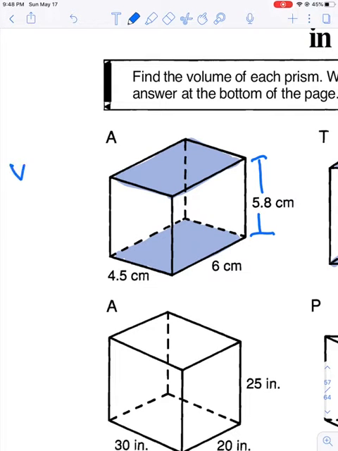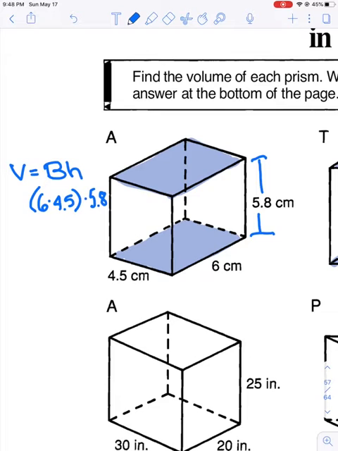So for this very first one, we know the volume equals the area of the base times the height of the prism. What two numbers would you use for the area of the base? Think about that. It would be 6 and 4.5. If I do 6 times 4.5, I'm going to get the area of one of those two blue rectangles. And they're both the same. The top and the bottom are the same area. Now the height of the prism is how far apart those two rectangles are from each other. And that's 5.8.